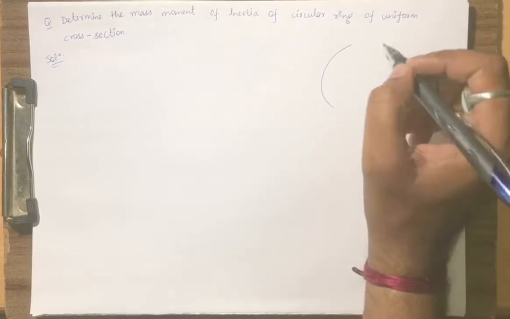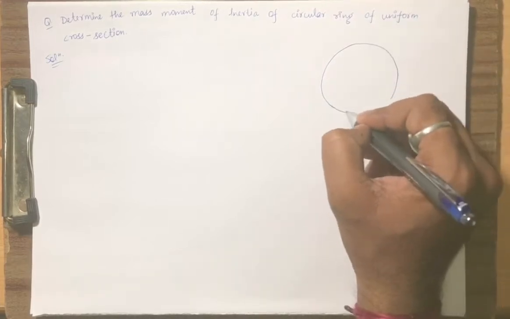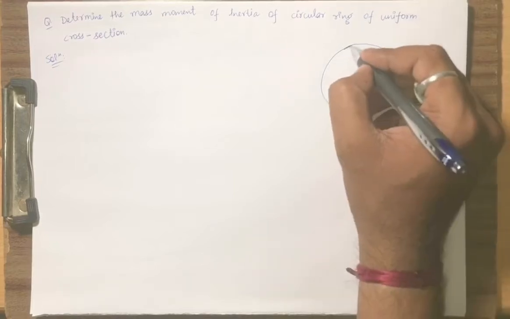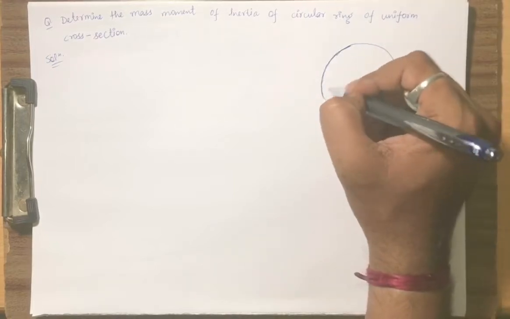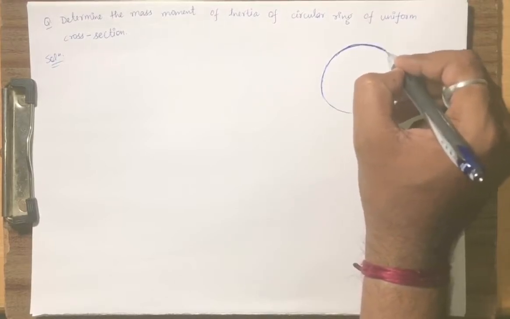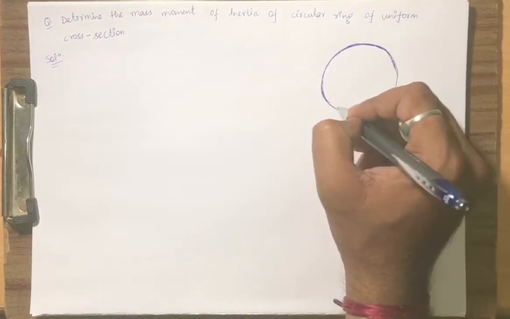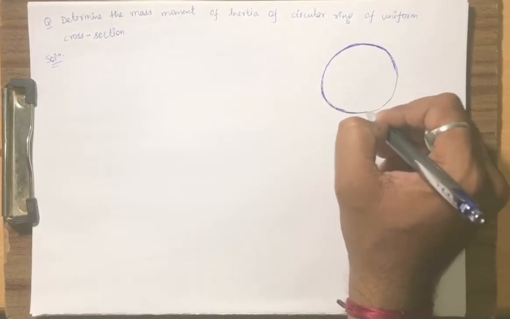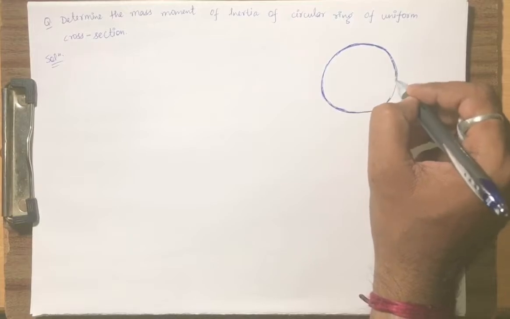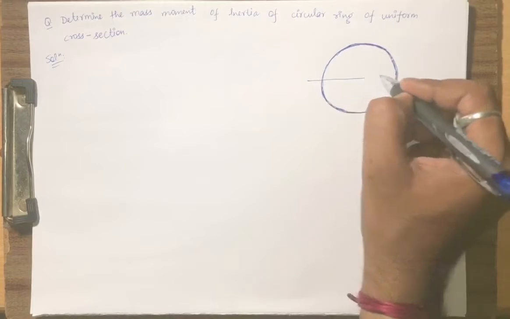So let us say this is a ring. Okay, so it is a circular ring of uniform cross section. So the cross section area is uniform. Okay, so this is the solid portion, this is hollow.